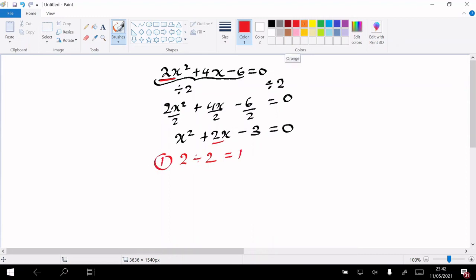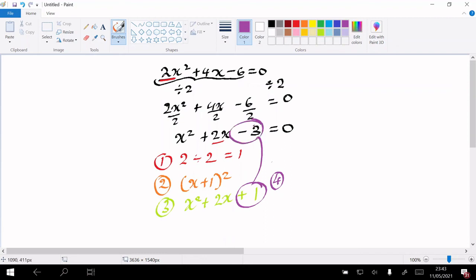Step number 2, I rewrite it in the form like this. Step number 3, I expand the bracket. And I get this. Now step number 4, I look at this and see how I can go from +1 to -3. And that would be -4. So now I rewrite the whole quadratic as (x + 1)² - 4.